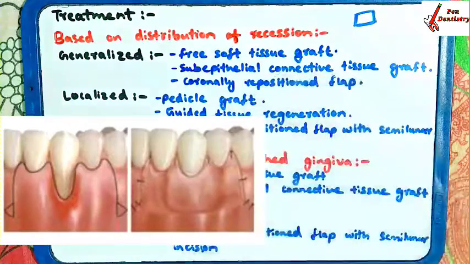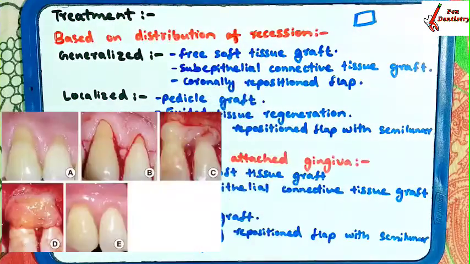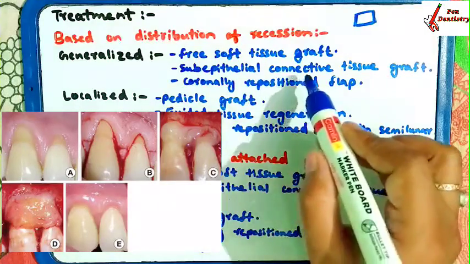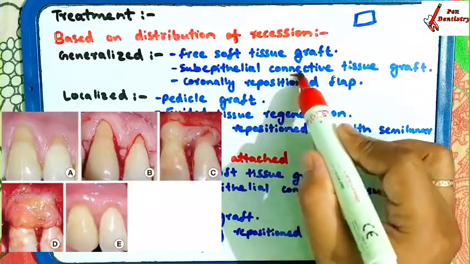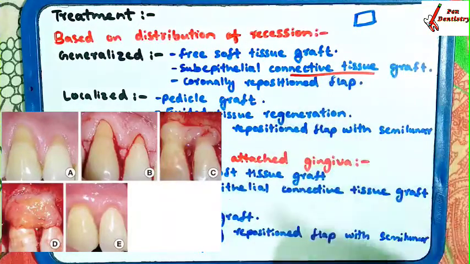The second one which we use is the subepithelial connective tissue graft. From the hard palate or any region of the oral mucosa, you can take the connective tissue. We are using the connective tissue for regeneration. That is why it is known as subepithelial connective tissue graft.